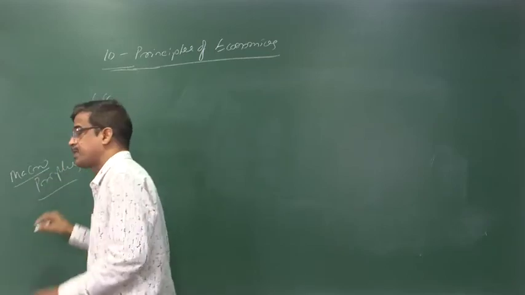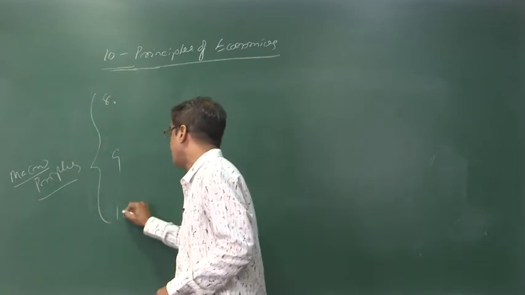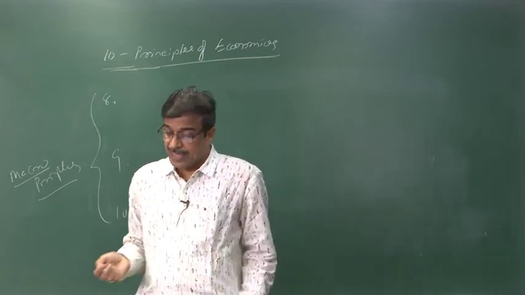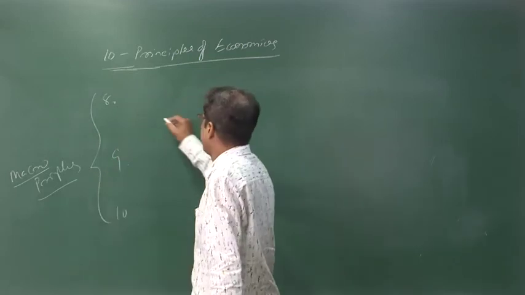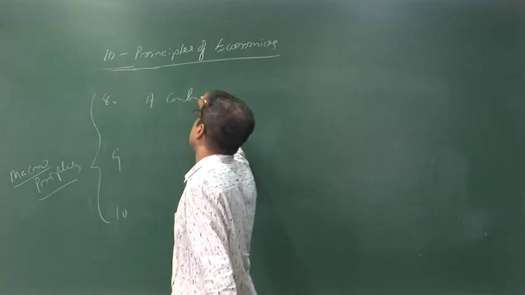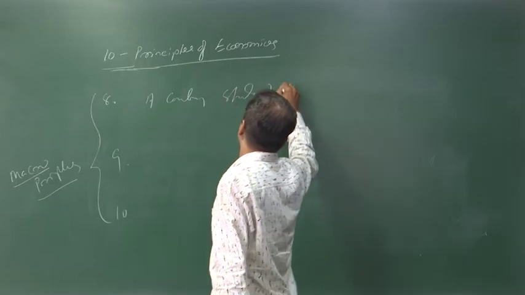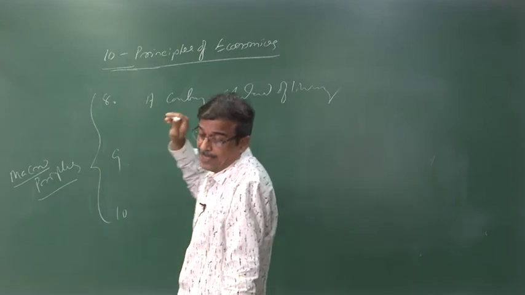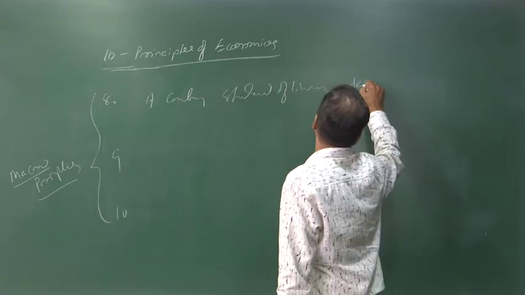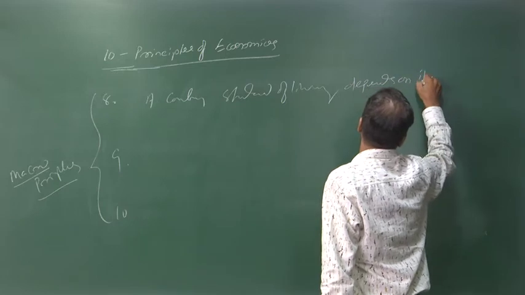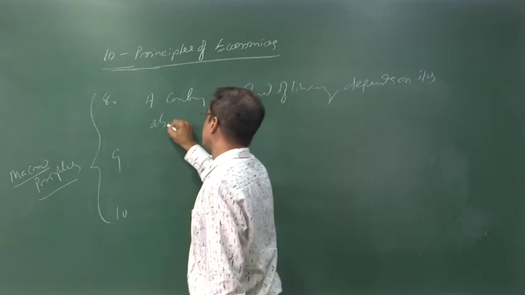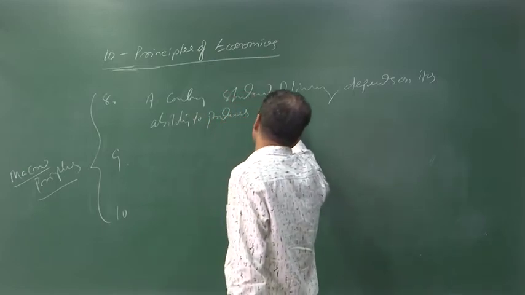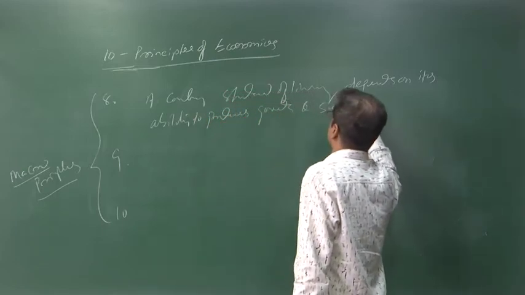The macro principles here, the things of the 8, 9 and 10, all three belong to the macro one. Let us start with the first one. A country's standard of living depends on its ability to produce goods and services.